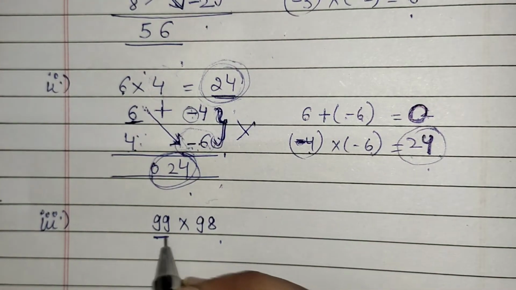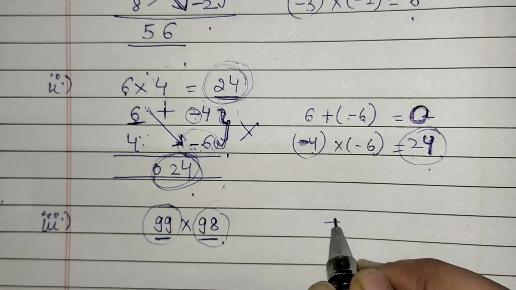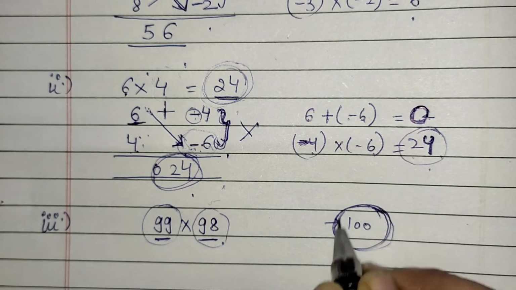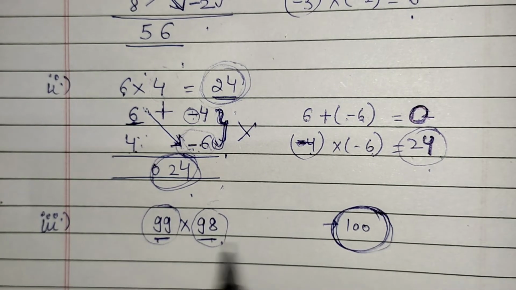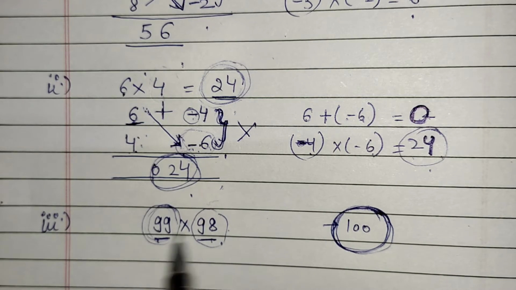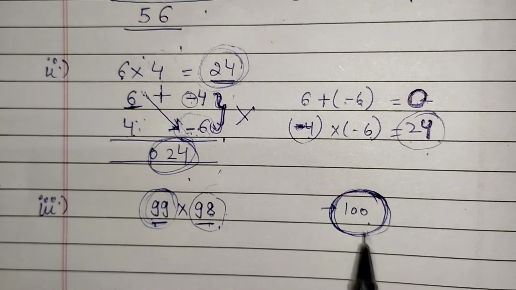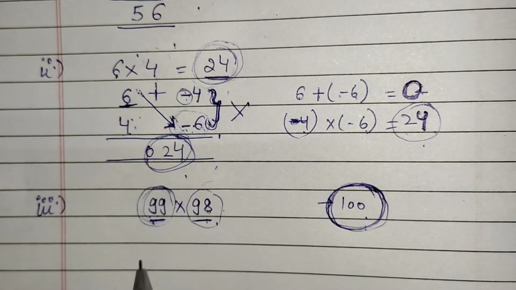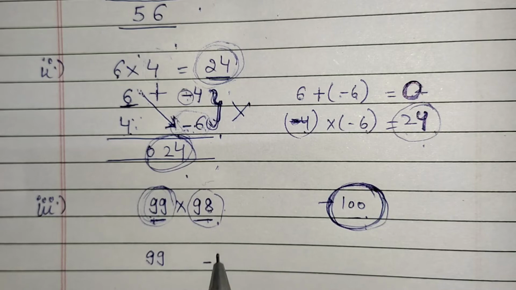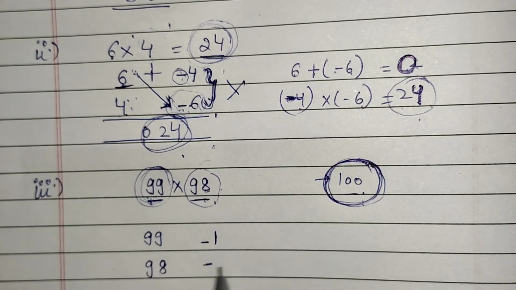Let us take some bigger example, some big value, 99 into 98. You can see that both values are near about the same value, which is 100. That's why I was saying that we are doing calculations for numbers which have the same base, meaning both values are almost near to the same base. How can I write 99? 99 is how much lesser than 100? It's minus 1. And 98 is how much lesser than 100?